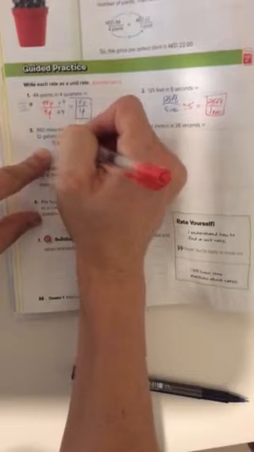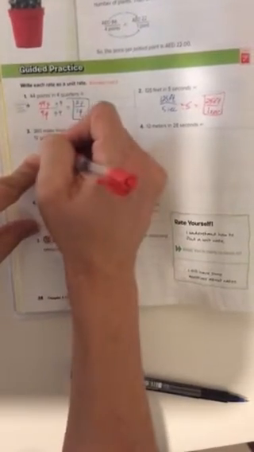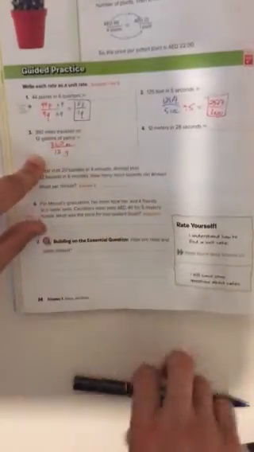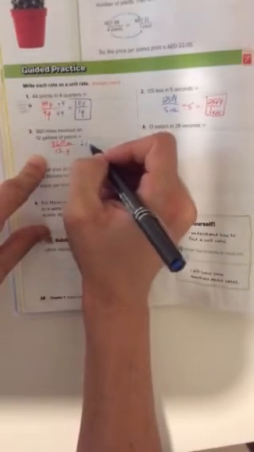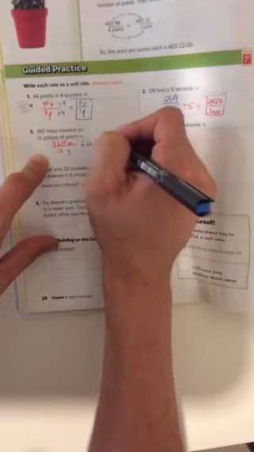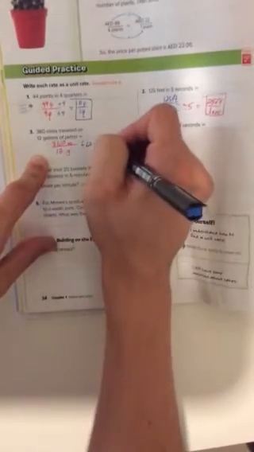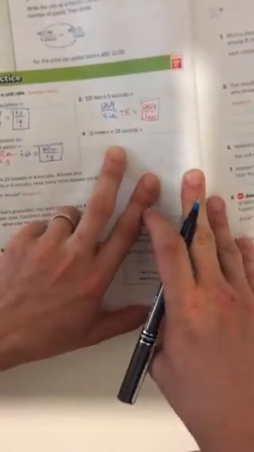This one, 360 miles traveled on, so look at the way I'm reading it. 360 miles traveled on 12 gallons. Okay, so how fast is this as a unit rate? Well, let's divide by whatever's in the bottom. So I'm going to divide by 12. 360 divided by 12 is 30 miles per. 12 divided by 12 is 1 gallon. 30 miles per gallon.